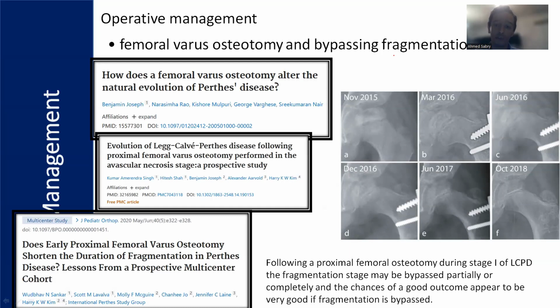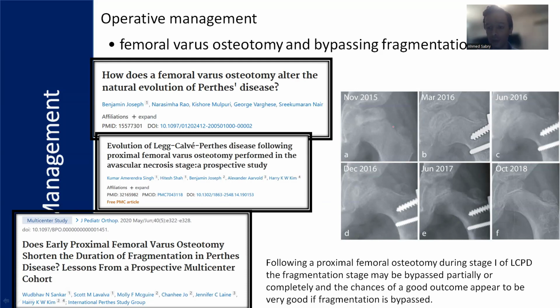هل femoral varus osteotomy, its idea is just covering the femoral head? There are several studies that were done. They suggested that it also helped in bypassing fragmentation. So in cases where the fragmentation part was quick or it was short, it was found that they had a better outcome in the long run. There were several studies. The last 2 were done almost 3 years ago.